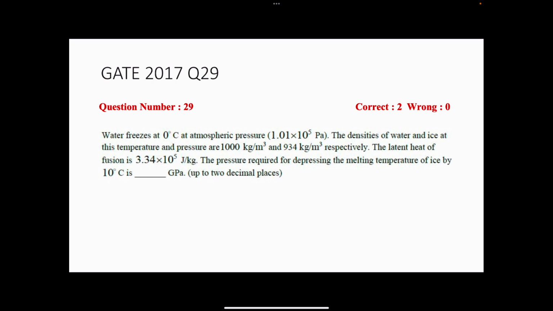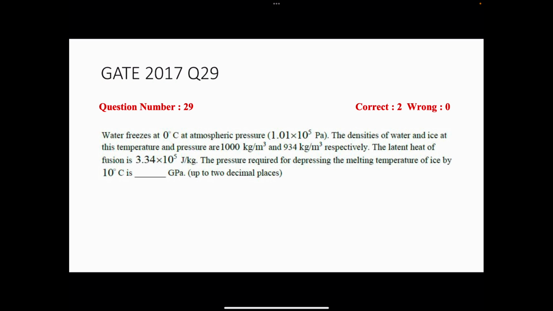Let's stop here. One thing which needs to be known here is that the latent heat of fusion and the latent heat of melting are the same thing, 3.34 into 10 to the power 5 joules per kg. One will be with a positive sign, one will be with a negative sign. One is that the latent heat will be absorbed, another is the latent heat will be released. Released means negative, absorbed means positive.